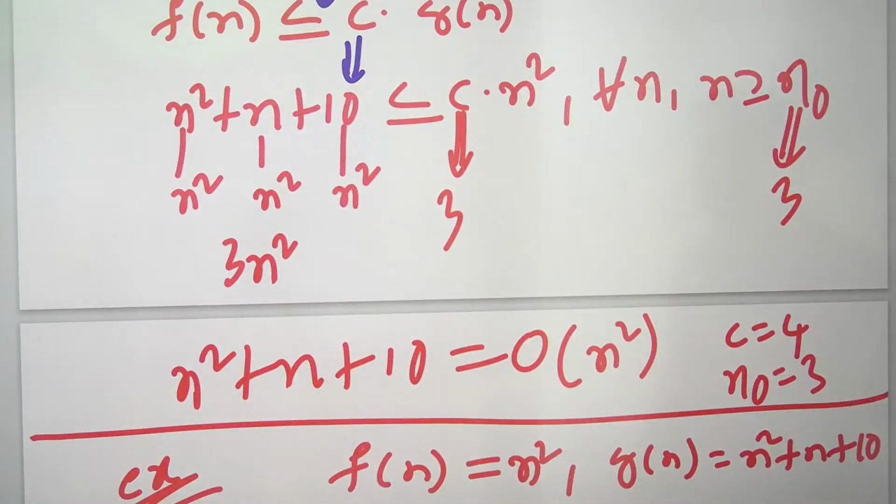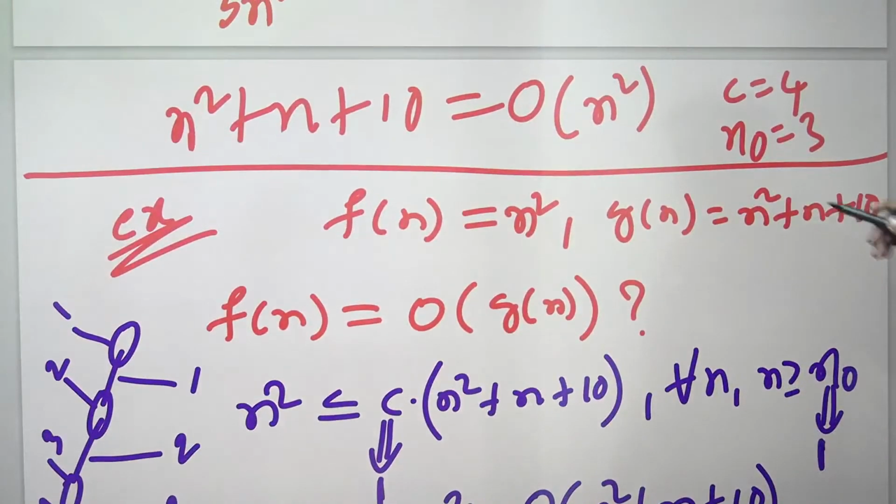So I tried c value 3. Comparing left and right, right will be bigger or equal, for all n where n is greater than or equal to n0, value 3. From 3 onwards, this relation holds good. Because of that reason, I am able to satisfy it. n square plus n plus 10 is big O of n square, c value 4, n0 value 3.